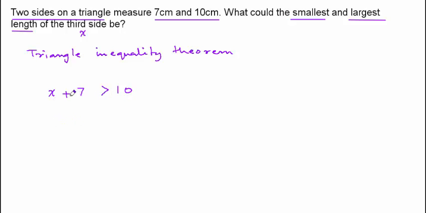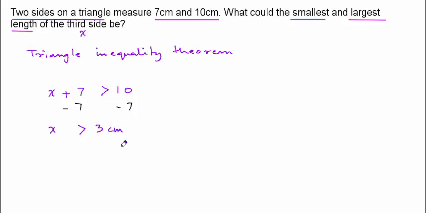Which means if you subtract 7 from both sides, you have x is greater than 3 centimeters, let's say, put down the unit. Even if the smallest side were to be 3 centimeters, the two would add up to 3 plus 7, which is exactly equal to the longest side. So even that won't work. That won't give you a proper triangle. So the smallest side has to be larger than 3.